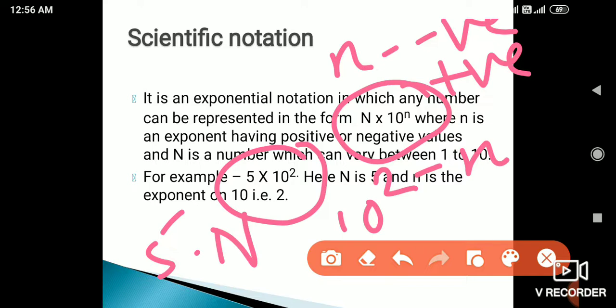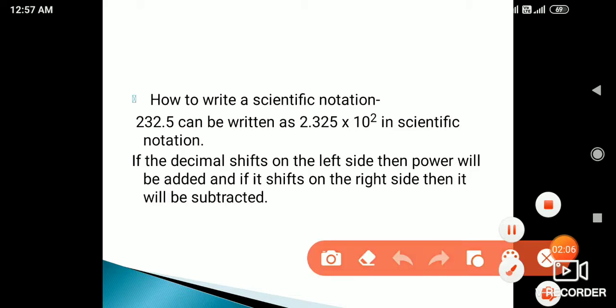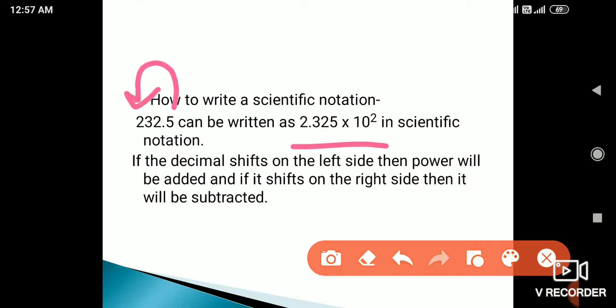Let us understand easily with the help of another example. If you see, there is a number given, 232.5, and if you have to mention it in the scientific notation, it is written 2.325 into 10 to the power 2. So how can we write this number in the scientific manner? In the scientific notation, a number should be written such that the decimal is placed after one digit.